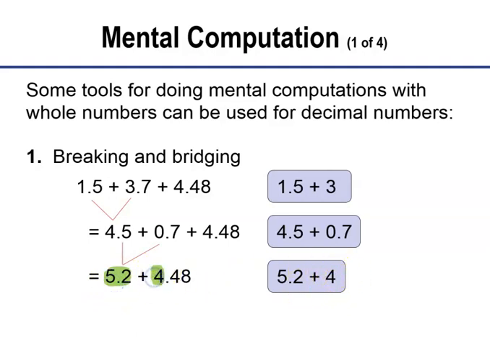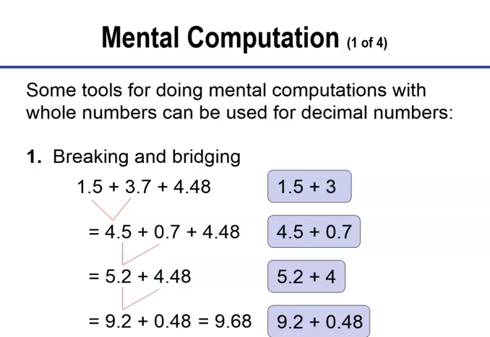I'm not really cheating. 5.2 and add that to 4. We can do that in our head. That's going to be 9.2, right? Okay, so that brings us down to the 9.2, and then we can add the, or 9 2/10, and then we can add the 48/100 to the 9 2/10 pretty easily, and that's 9 68/100. So breaking and bridging is a really neat way to handle this. You're kind of just reorganizing your add-ins to do what's convenient.